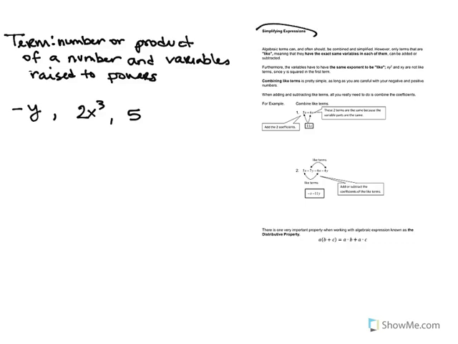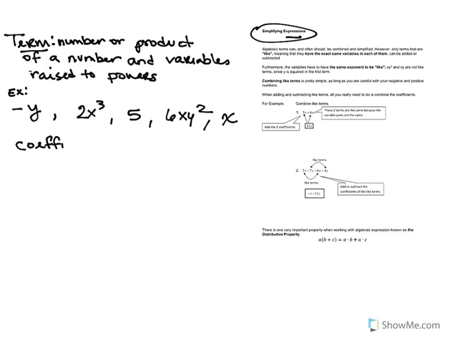Okay, so we want to look at simplifying expressions. Before we get into the expressions, we want to look at terms. A term is a number or product of a number and variables raised to a power. Here we have some examples of terms: negative y, 2x cubed, 5, 6xy squared. All of those are considered terms.